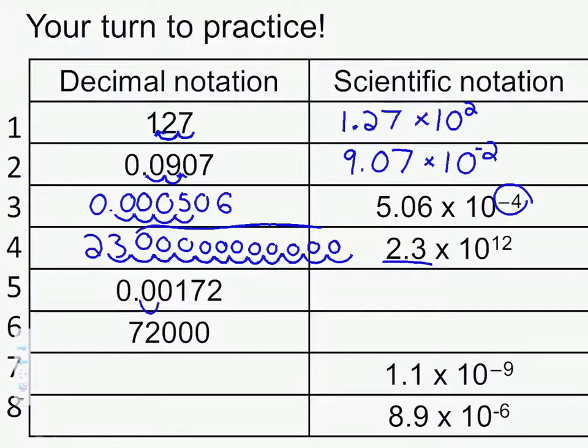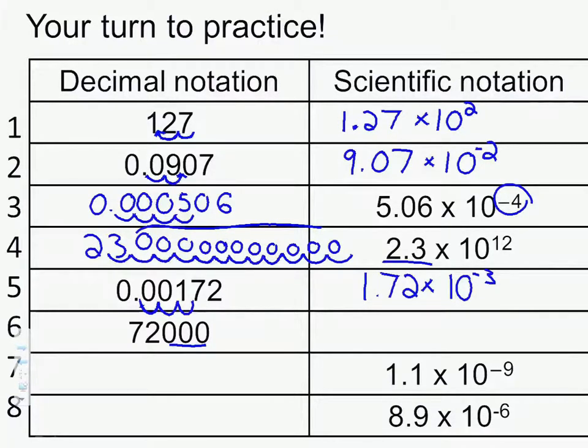This number, 1, 2, 3. So we've got 1.72 times 10 to the positive or negative? Small number, so it must be negative. Okay? Now, 7,200. This is where we have to decide. Are all of these zeros significant or not? They're not significant. Okay? So that means we cannot include them in our scientific notation.